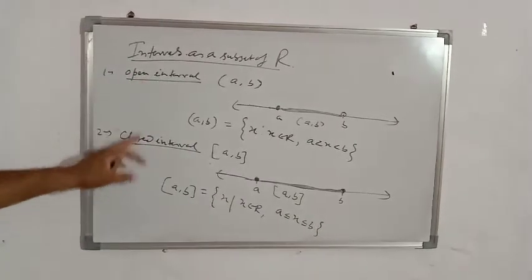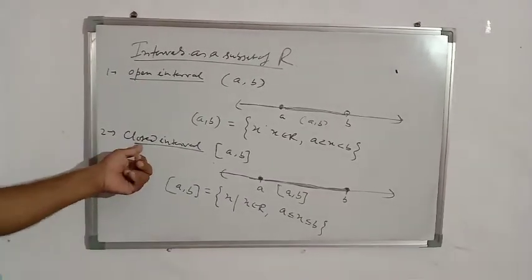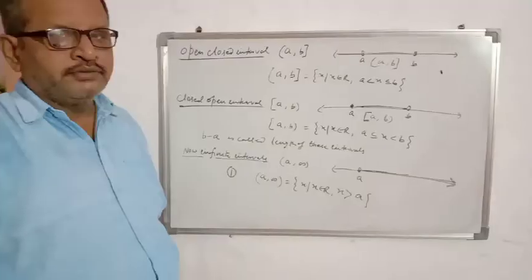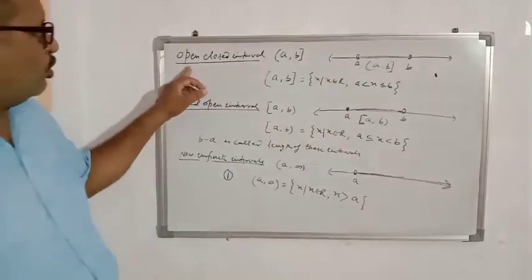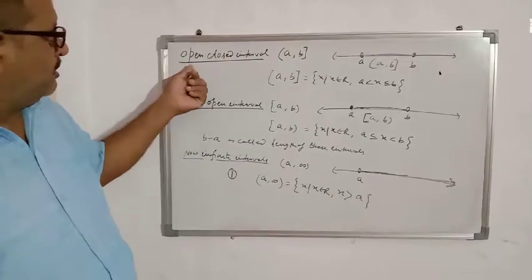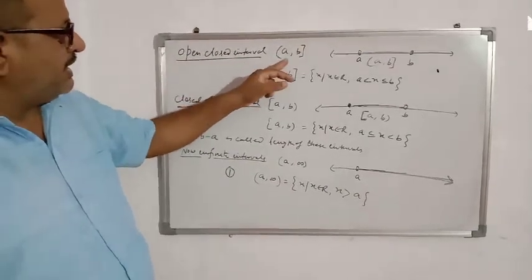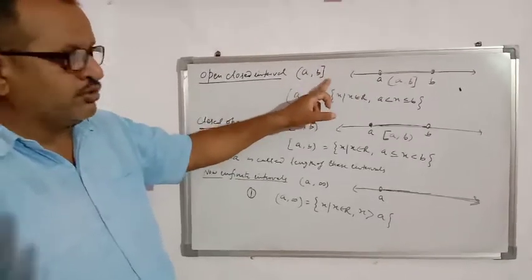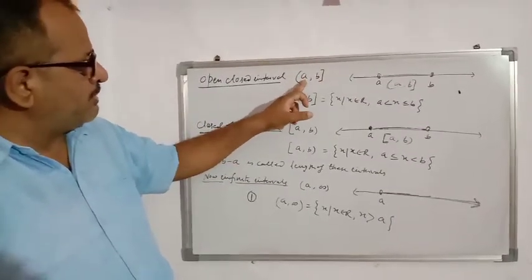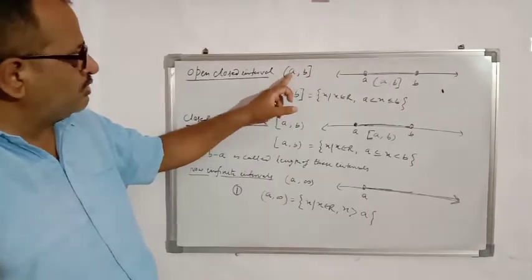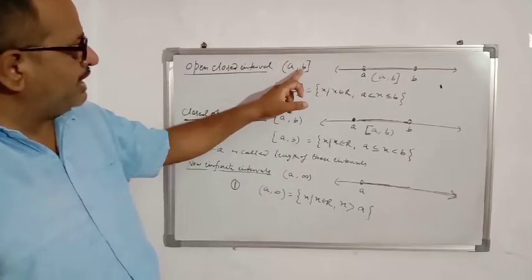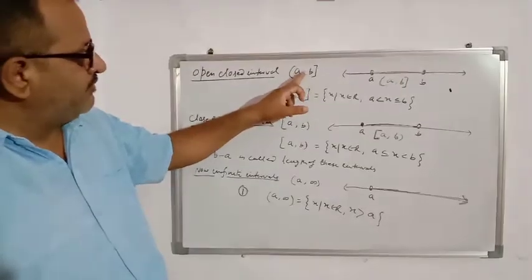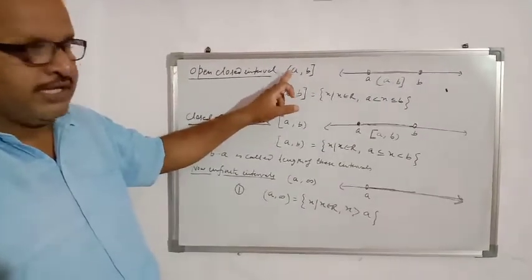So this is the open interval, this is the closed interval. Now we will discuss some more intervals. See the next interval, open closed interval. Open closed interval AB. From the side A it is open, but from the side B it is closed. Means we will not count A, but we have to take B. All those numbers which lie between A and B, including B and excluding A. We have to count B, but we will not count A.